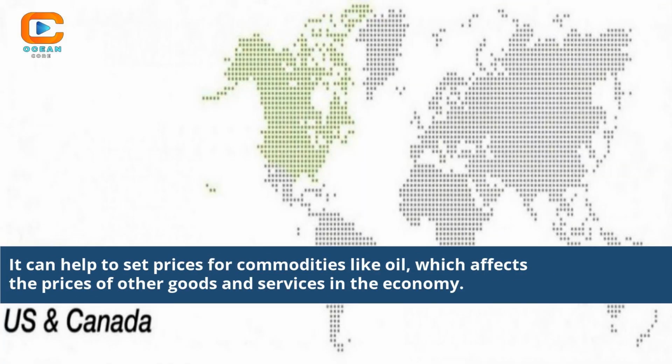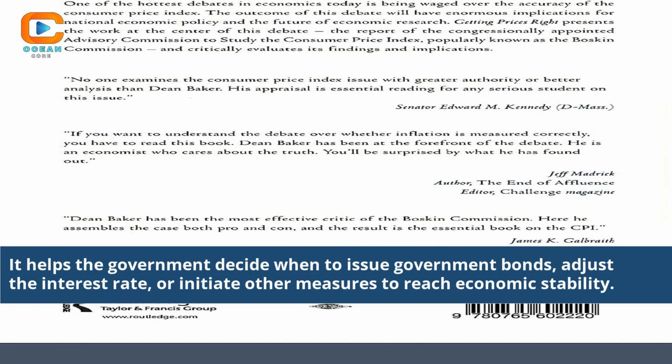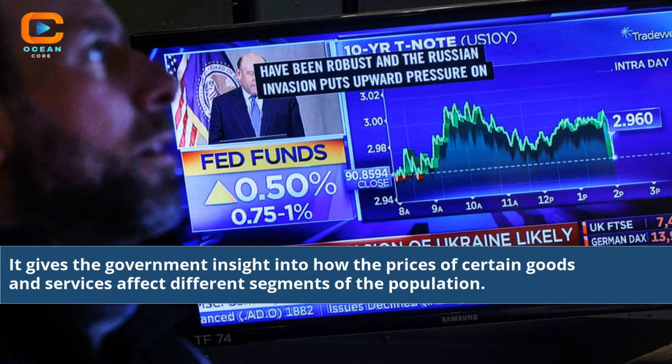It can help to set prices for commodities like oil, which affects the prices of other goods and services in the economy. The CPI report helps the government determine economic growth and decline, as well as forecast future market trends. It helps the government decide when to issue government bonds, adjust the interest rate, or initiate other measures to reach economic stability.